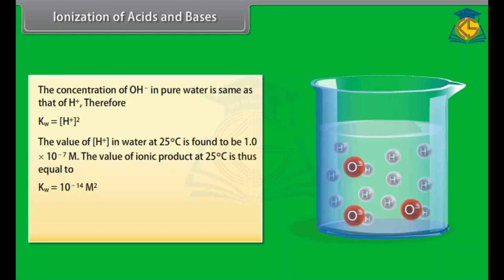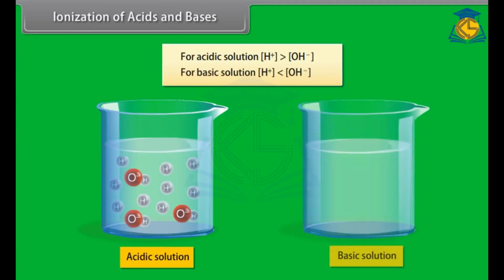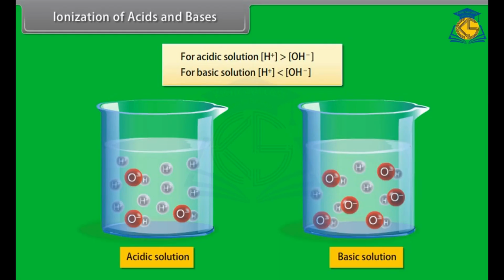From equation 1, for a neutral solution, the concentration of H+ is equal to the concentration of OH-, which is equal to the square root of Kw. For an acidic solution, the concentration of H+ is greater than the concentration of OH-. For a basic solution, the concentration of H+ is less than the concentration of OH-.